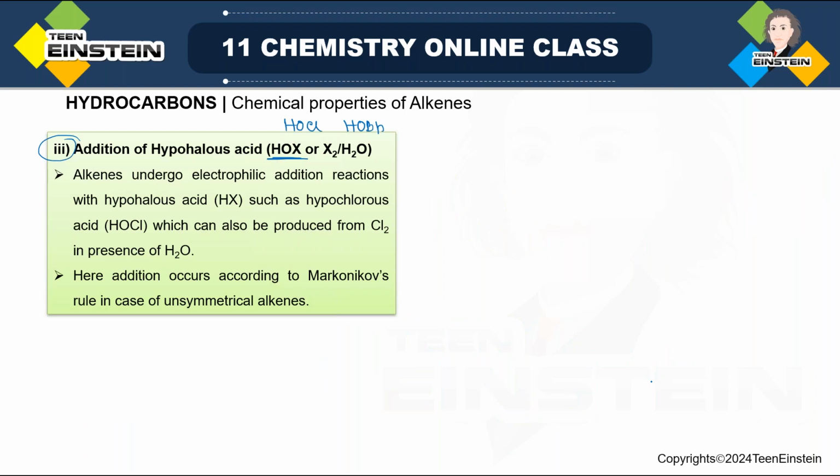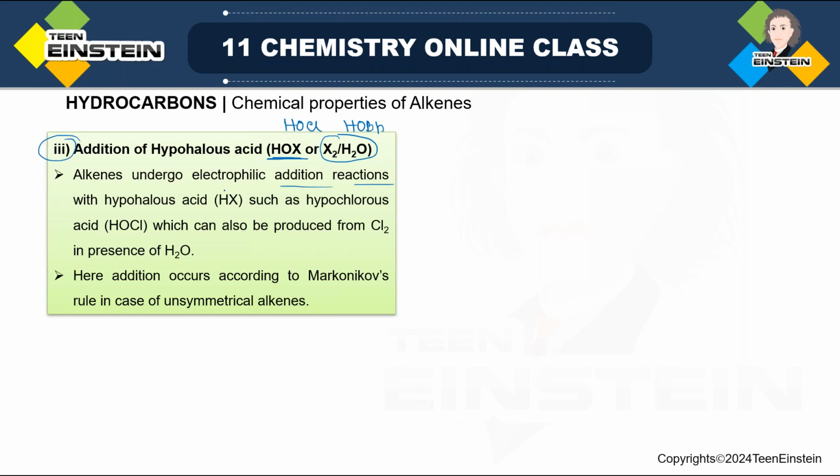So when your purpose is to make it, you can either use HOX directly, HOCl, HOBr, or you can use a mixture. See, you have just seen this in the previous slide, isn't it? That is X2 taken in the solvent water. So that is actually now the reagent. In this case, alkenes undergo electrophilic addition reaction with the hypohalous acid. Hypohalous acid is the general term.